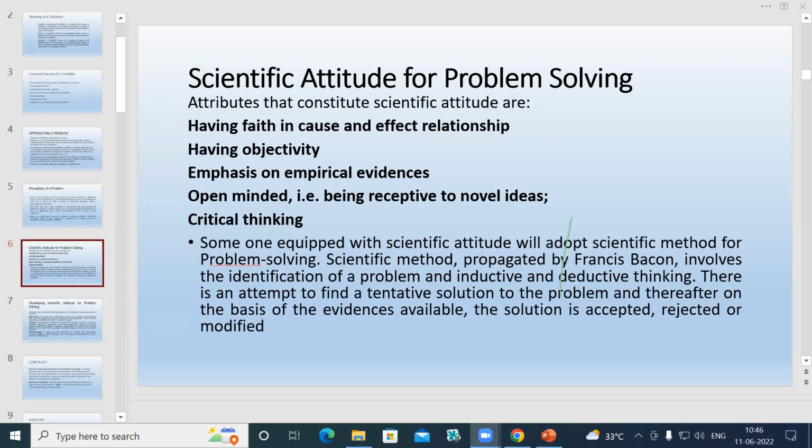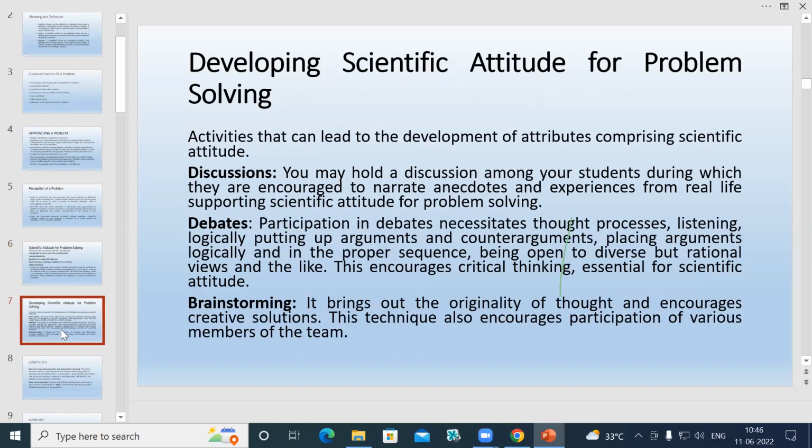First you identify the problem, then there are two approaches to solve a problem. One is inductive, the second one is deductive. So there is an attempt to find a tentative solution to the problem, and on the basis of the evidence, your solution is accepted, rejected or modified on the basis of the results of your experiments. Now, please change the slide.